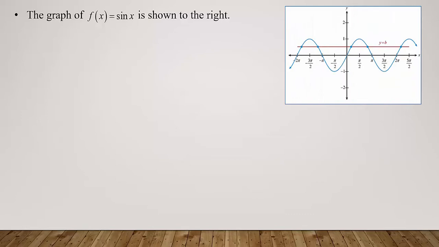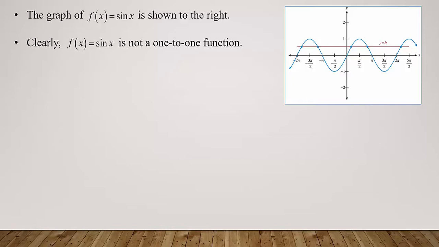The graph of sine x, it's over here to the right, and clearly the graph of sine is not a one-to-one function. You can see there's a horizontal line that intersects the graph in 5 points. It would intersect the graph if you continued on in all directions in an infinite number of points.